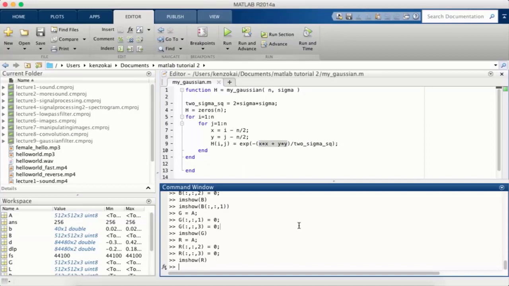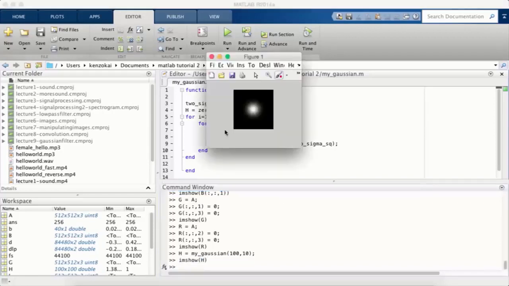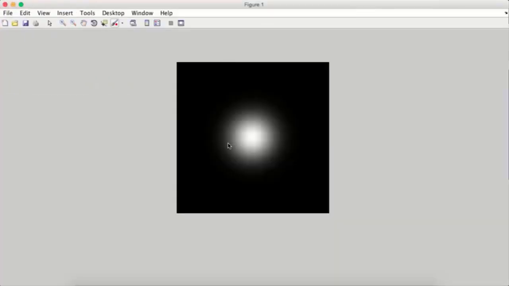Okay, so what does this actually give us? Let's use the myGaussian function. Say n is 100 and sigma is 10. Now let's imshow the h that I got. Okay, so remember that white is the maximum value, 1, and black is the minimum value, 0. And so this is what a Gaussian looks like when you plot it on an image.